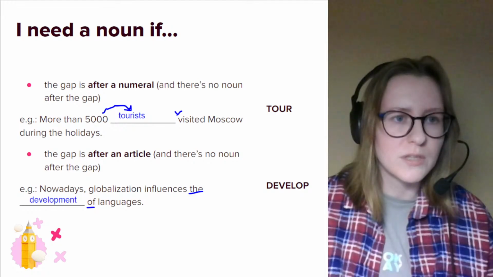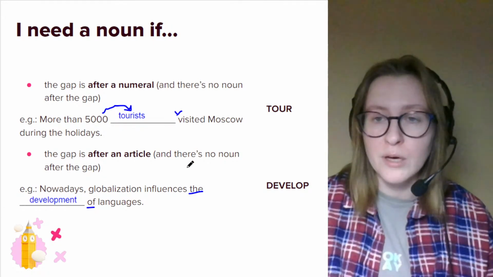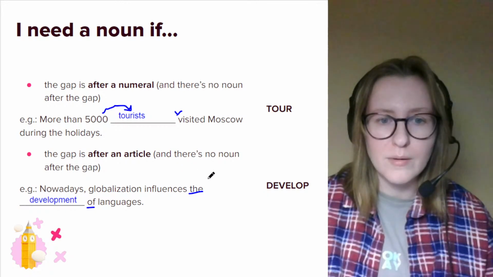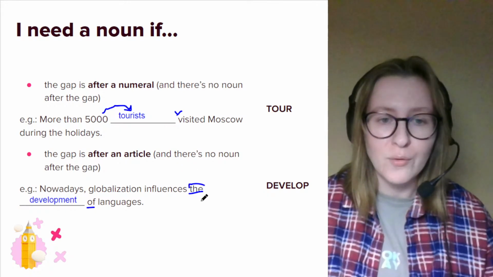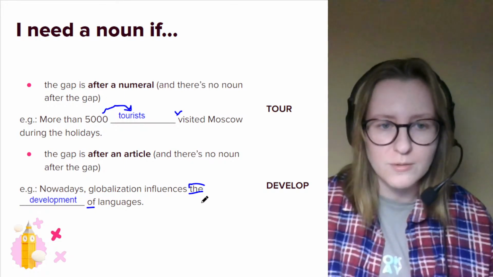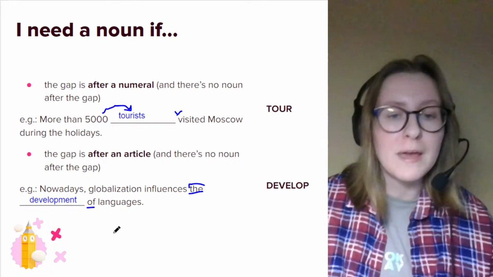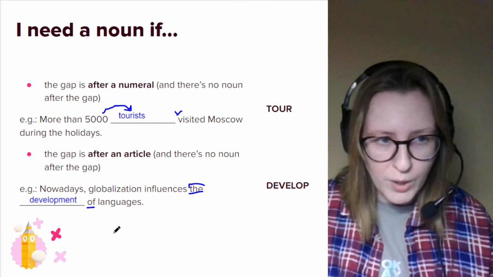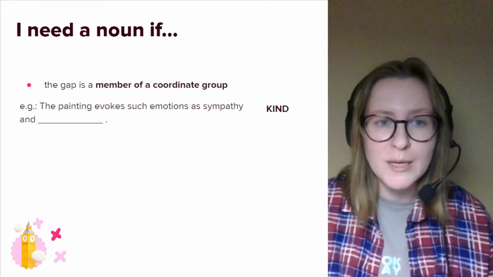Guys, why am I always saying if there is no noun after the gap? Well, because if there is a noun after the gap, then our article would describe that noun after the gap. And between an article and a noun, we can only have an adjective, right? So it's really important to notice what we have before the gap and after it as well, right? Okay. The last thing about a noun, right?